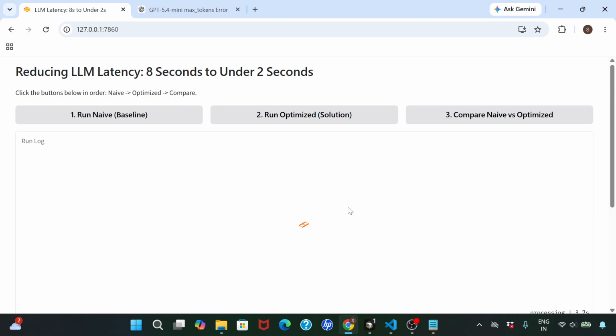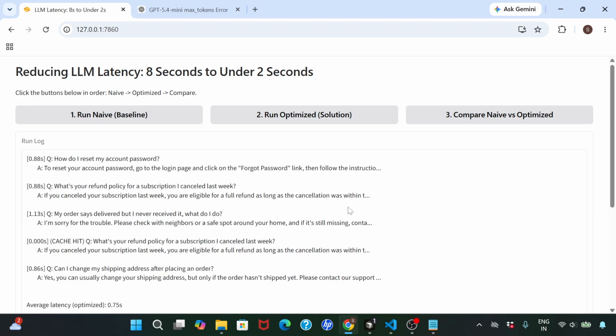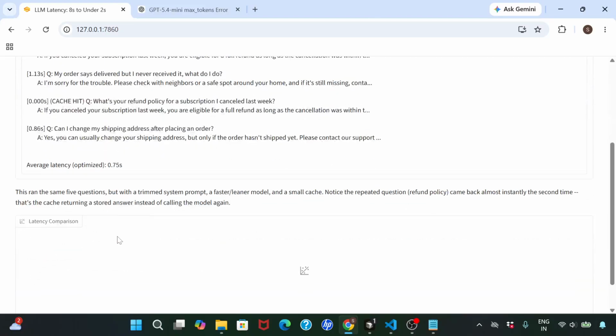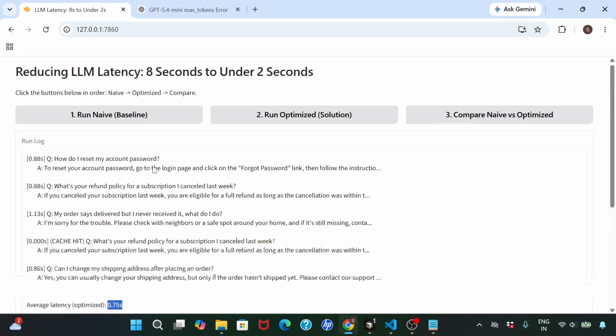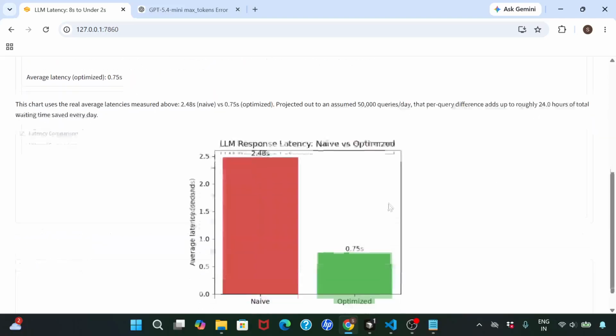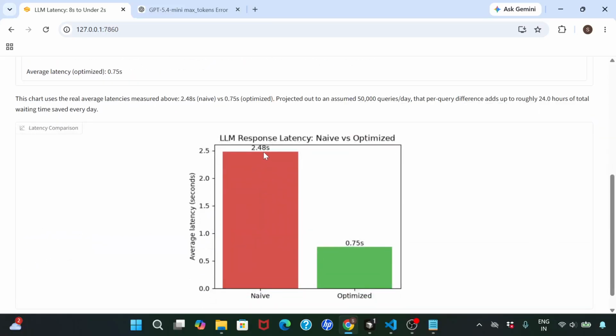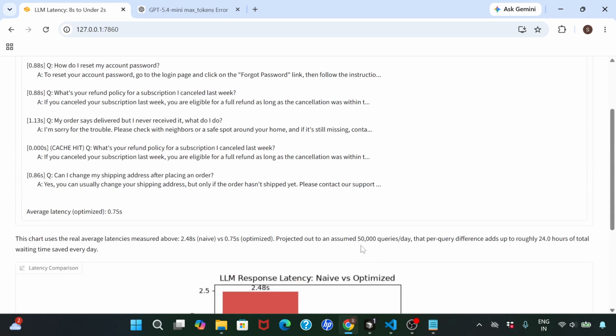Now see, I don't have the cache here, right? Because I don't have the cache, for the first time it is touching the model and giving me the response. So here I have 0.77, and if I do a compare, you will see that from 2.48 seconds I brought it down to 0.75 seconds because I'm using the cheaper model.